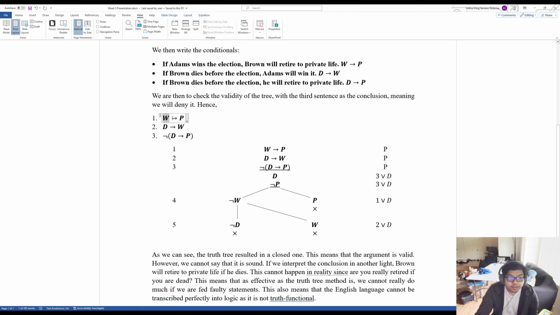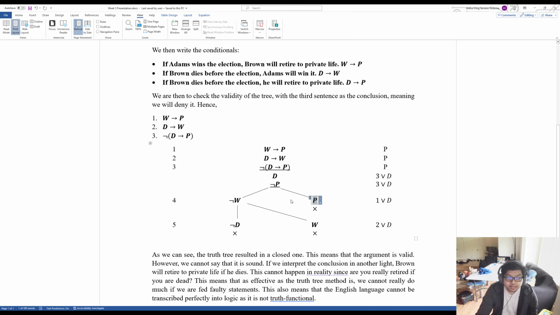And we are to show that if W and P, that must be true in all cases. And for that to be true, either the antecedent will be false or the consequent is always true. And that is what we show here. The first case being that the antecedent is false and the consequent being true.